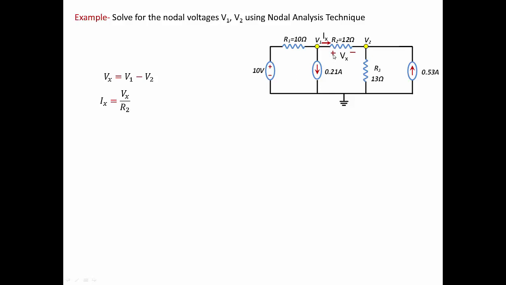But we already know that Vx is nothing but the voltage on the left minus the voltage on the right. So it's going to be V1 minus V2. So we can state that Ix will equal the voltage at the side where the current enters the resistor, that's V1, minus the voltage at the side where the current leaves the resistor, that's V2. So it's going to be V1 minus V2, that's the voltage across it, over the resistance itself. So we can say that Ix will equal V1 minus V2 over R2.